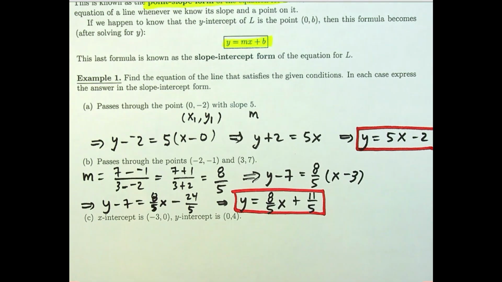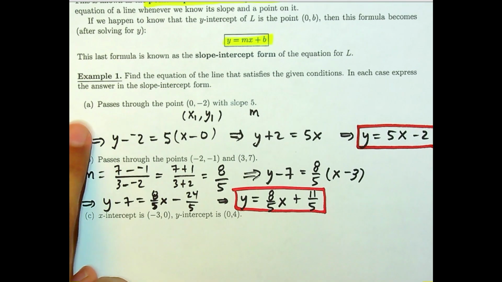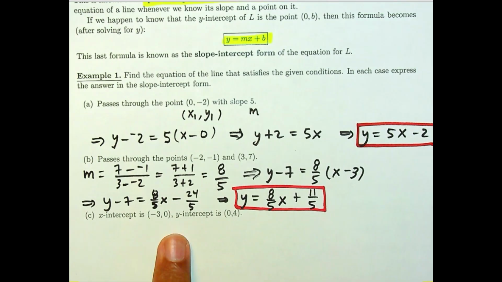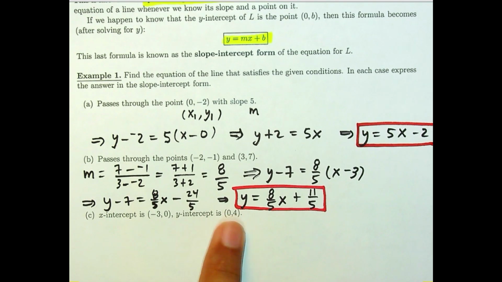Okay, this problem can be done exactly like the one we just did, right? You find the m first, and then use either of the points. However, I also told you when we solved this one that if you happen to notice that one of the points that you have is the y-intercept, then it is a lot quicker. And this point right here is the y-intercept.